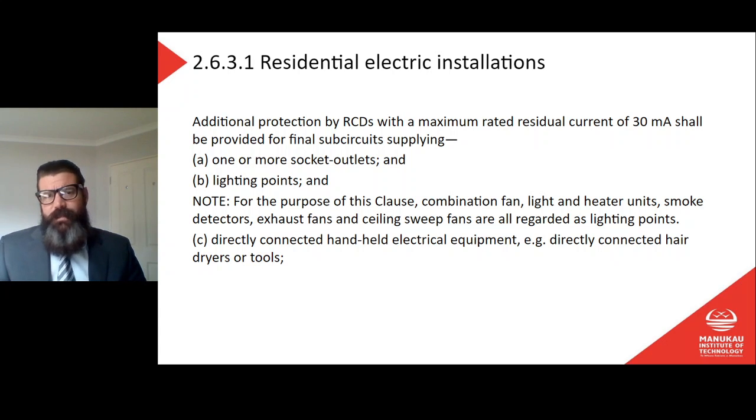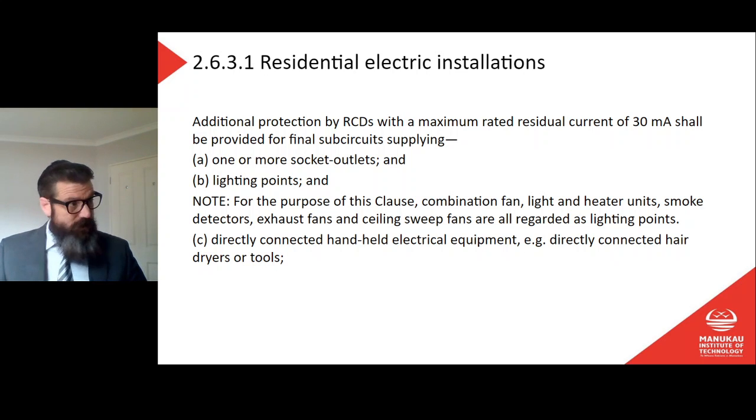Additional protection by RCDs with a maximum rated residual current of 30 milliamps shall be provided for final sub-circuits supplying one or more socket outlets and lighting points, and directly connected handheld electrical equipment, for example, directly connected hair dryers or tools. And there's a note there on subclause B. For the purpose of this clause, combination fan, light and heater units, smoke detectors, exhaust fans and ceiling sweep fans are all regarded as lighting points.